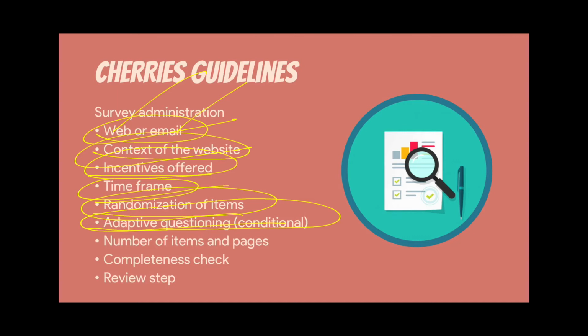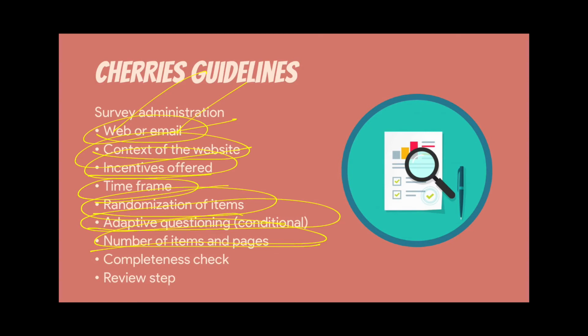And then adaptive questioning, like conditional. For example, if you answered yes in number 14, please answer this question. So that's an example of adaptive questioning. Not everyone gets to answer the next question because that question is based on the previous question. And there are many strategies that you can do in an online survey to make sure that they are able to answer it based on what is really the truth about them.